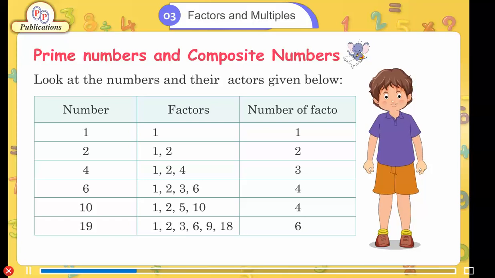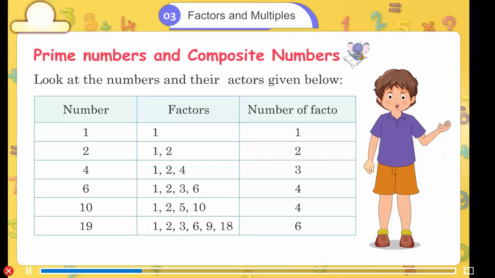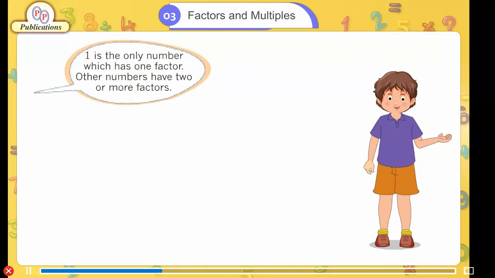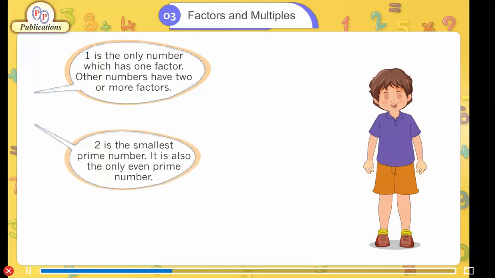Number 18, factors 1, 2, 3, 6, 9, 18. Number of factors 6. 1 is the only number which has one factor. Other numbers have 2 or more factors. 2 is the smallest prime number. It is also the only even prime number.